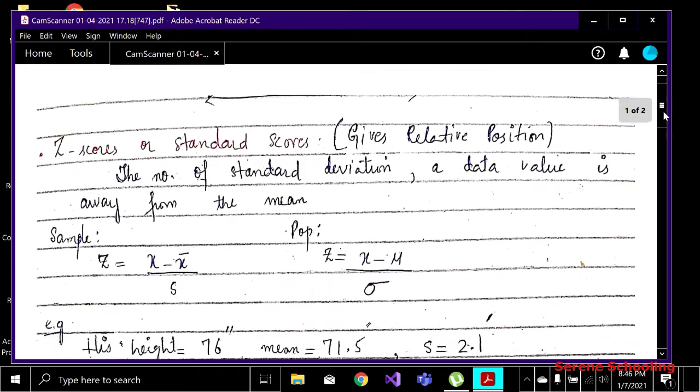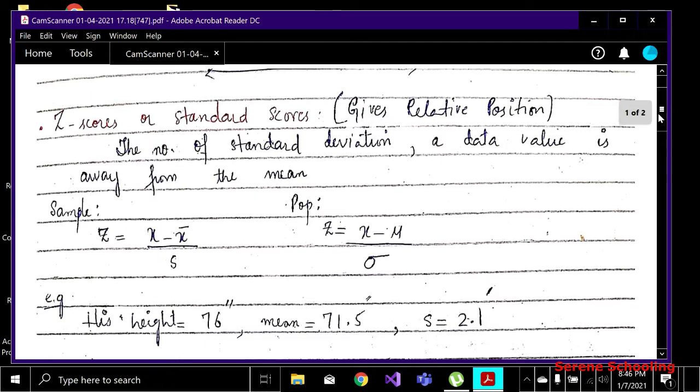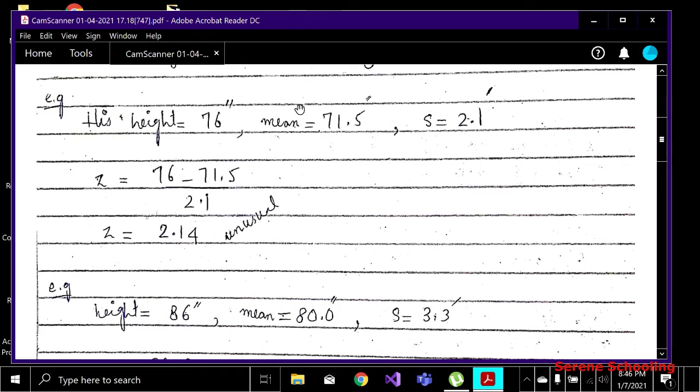But firstly, see this. Sometimes we are not just directly asked to find the standard scores or the z-scores of the data. You might be asked what the relative position is for this data value. The relative position means you have to find the standard score, that is how many standard deviations far your data value is from the mean. So let's go to the questions.